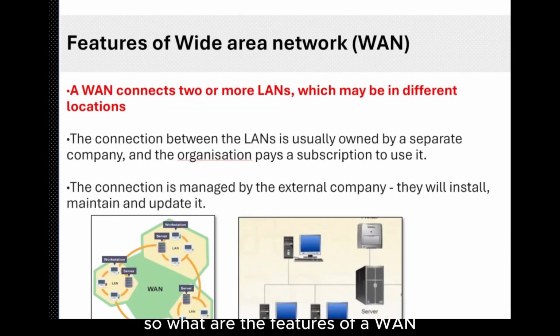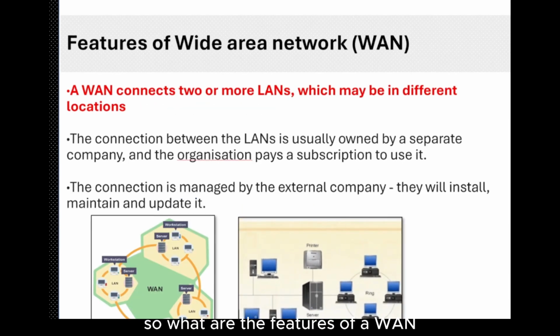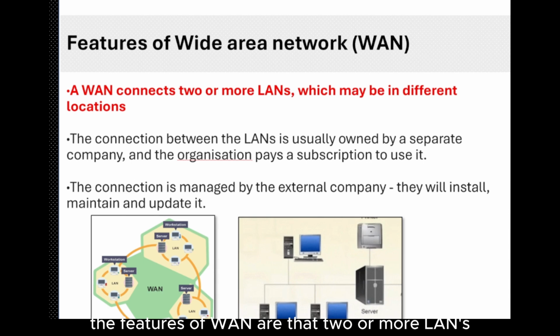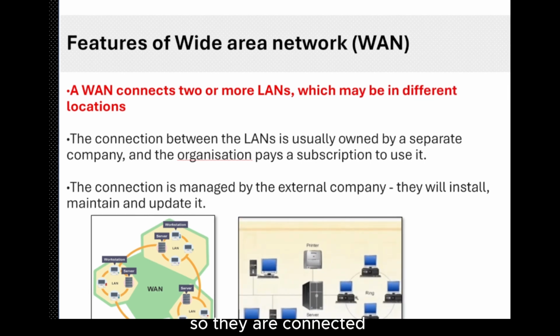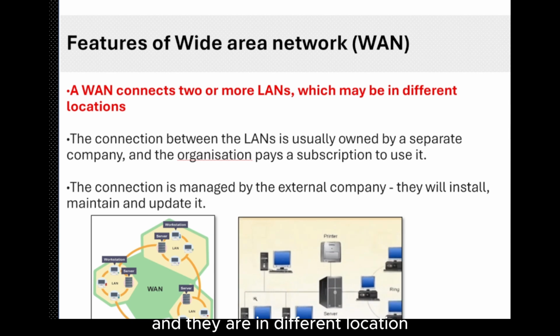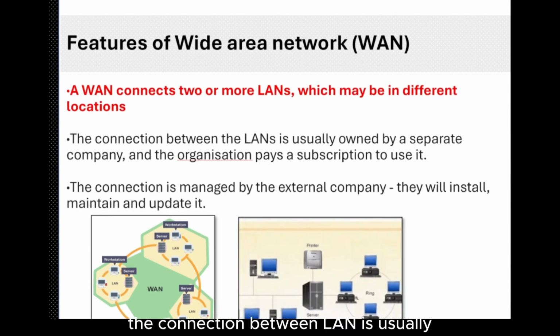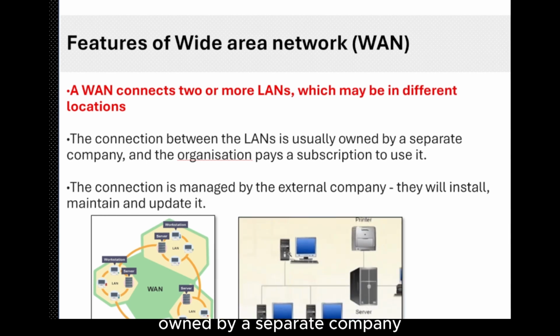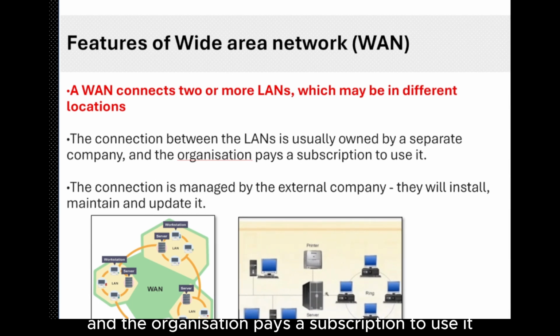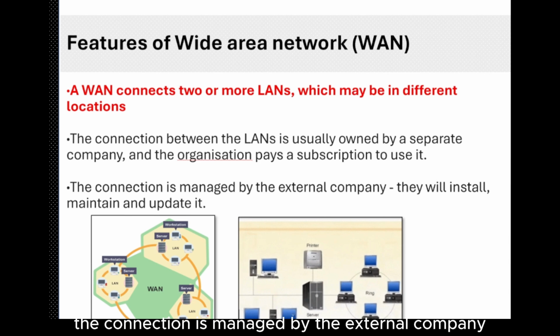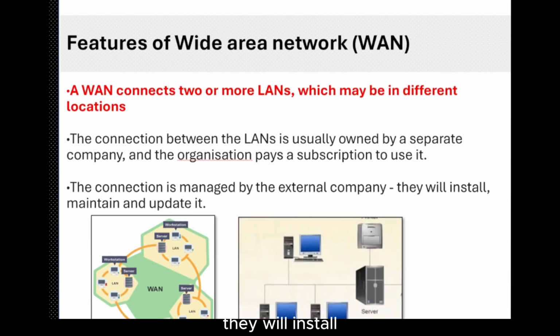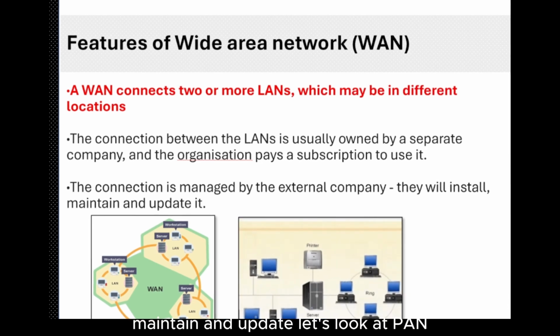Okay, so what are the features of a WAN? The features of WAN are that it connects two or more LANs which may be in different locations. So they are connected when they are in different locations. The connection between LANs is usually owned by a separate company, and the organization pays a subscription to use it. The connection is managed by the external company. They will install, maintain, and update it.